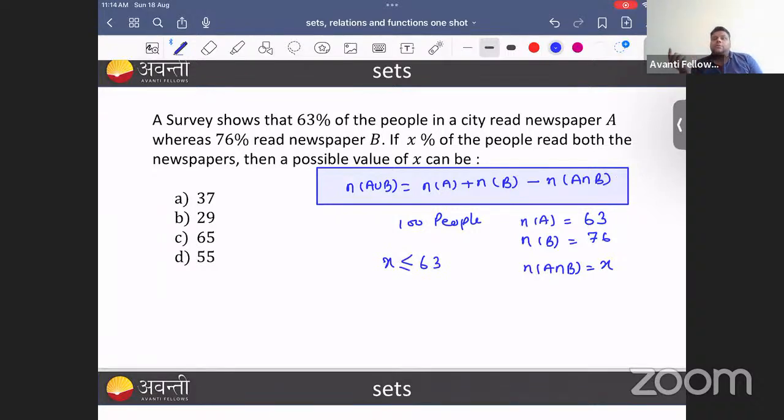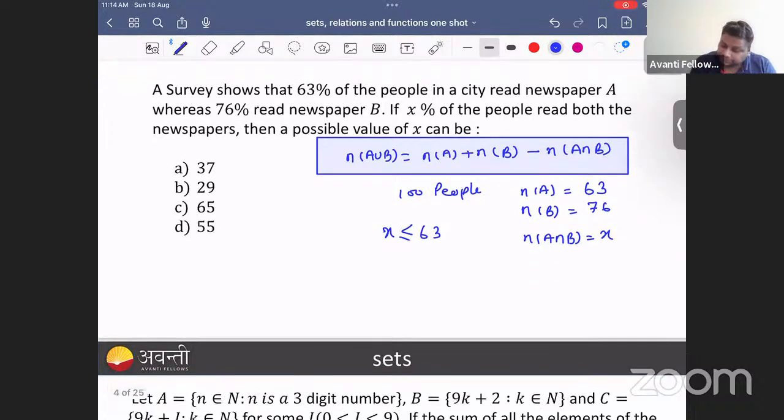X cannot be more than 63. That is the smaller of NA and NB. So if everybody who is reading A is also reading B, that means common people who are reading both will be 63.